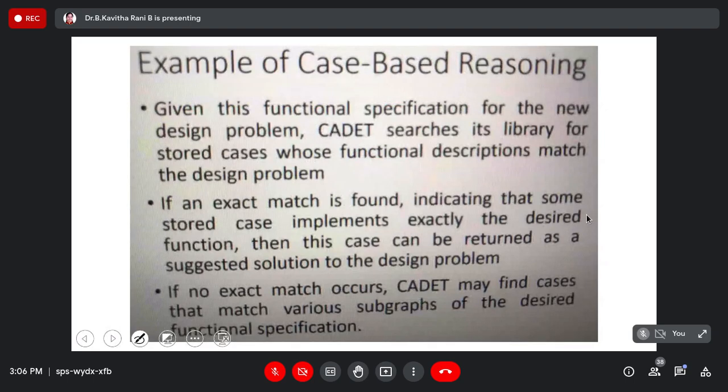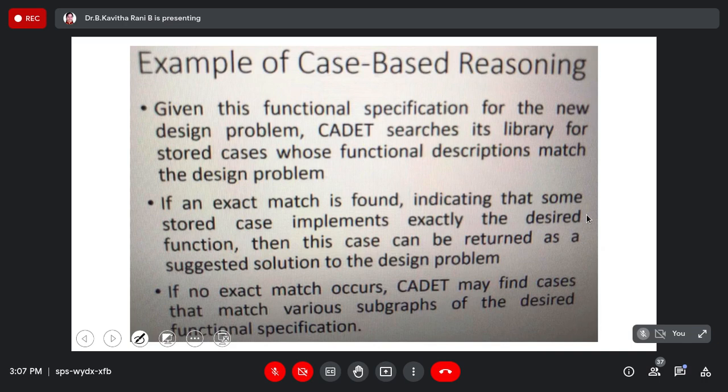So given this functional specification for the new design problem, CADET searches its library. So what the CADET library will do is search for my new problem, whether any requirement related to the old one is there or not. It searches the library for stored cases whose functional descriptions match the design problem. If an exact match is found, indicating that some stored case implements exactly the desired function, then this case can be returned as a suggested solution to the design problem. So if anything is matched with the previous one, it will be retrieved for the new one.